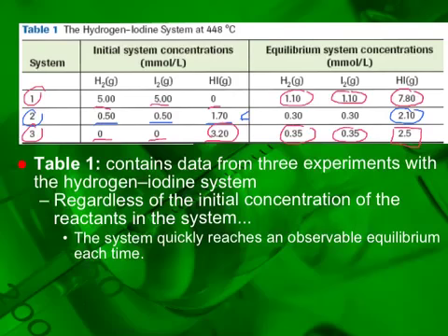By looking at the equilibrium system concentrations here on this side, we can also determine that this reaction favors the forward reaction because at all equilibrium conditions, there is more of the hydrogen iodide product than of the hydrogen gas or the iodine gas reactants.